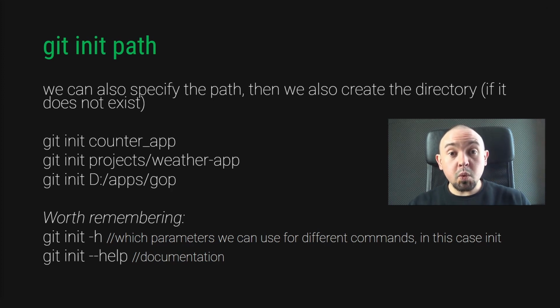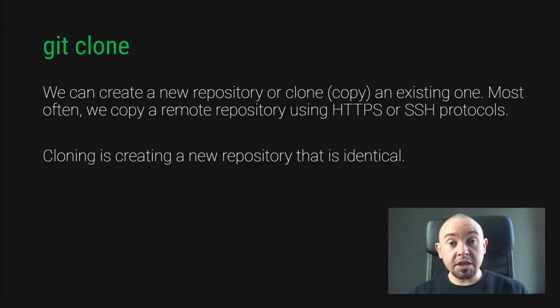It is also worth remembering the -h and --help parameters. We can use these parameters for many commands. The -h parameter with a single dash will show us the additional parameters available for a certain command. The --help parameter with a double dash will open the documentation record for a specific command on which we used it. The documentation is installed on our hard drive along with Git.